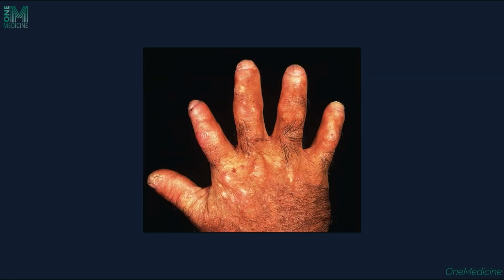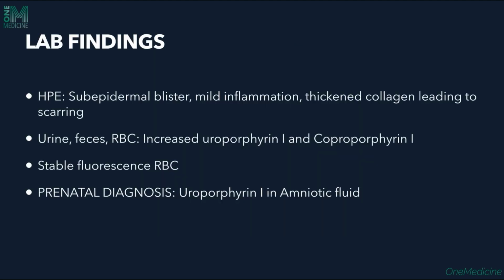And these are the mutilating photosensitivity of the skin. Lab findings: in histopathology we find subepidermal blister formation with mild inflammation and thickened collagen leading to scarring. Urine, feces and RBCs will all show increased porphyrin 1, uroporphyrin 1 and coproporphyrin 1. And stable fluorescence of erythrocytes can be seen.